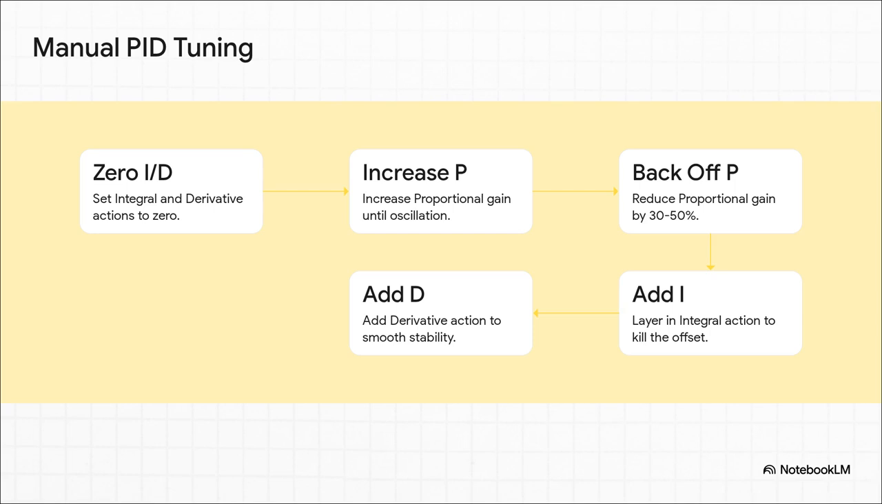First, you just zero out your integral and derivative actions entirely. Then you basically push the system to its breaking point by gradually cranking up your proportional gain until you hit sustained oscillation. Once the system is bouncing, you back off that P gain by about 30 to 50% just to stabilize it again. Then you patiently layer in your integral action, just enough to kill that offset. And finally, you add your derivative action to smooth out the overall stability.